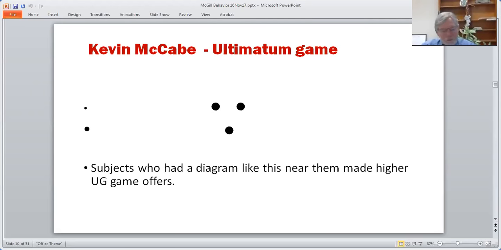So anyway, this game, more than any other thing, really did a lot to undermine the axiomatic basis of neoclassical welfare economics.